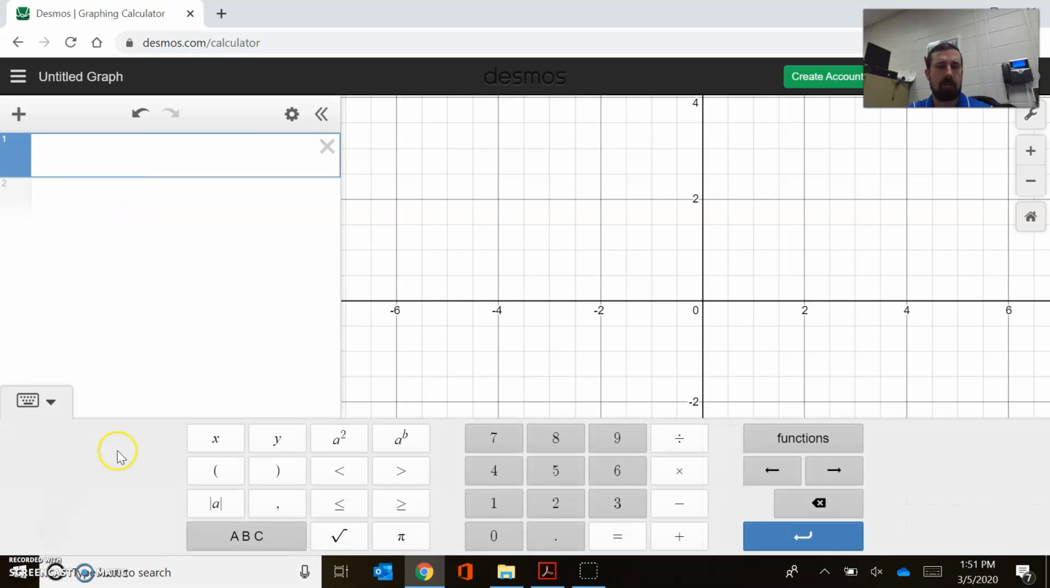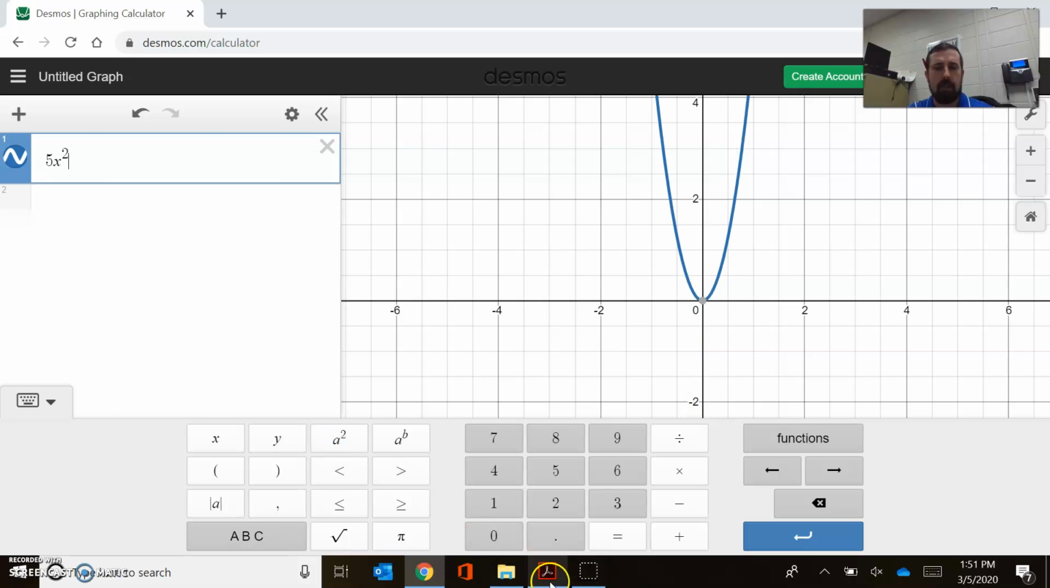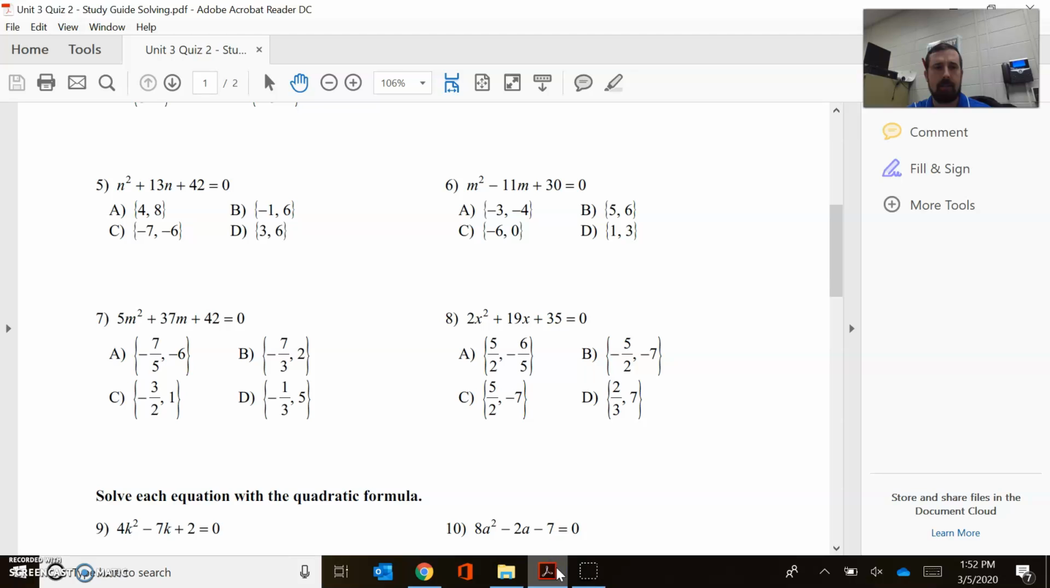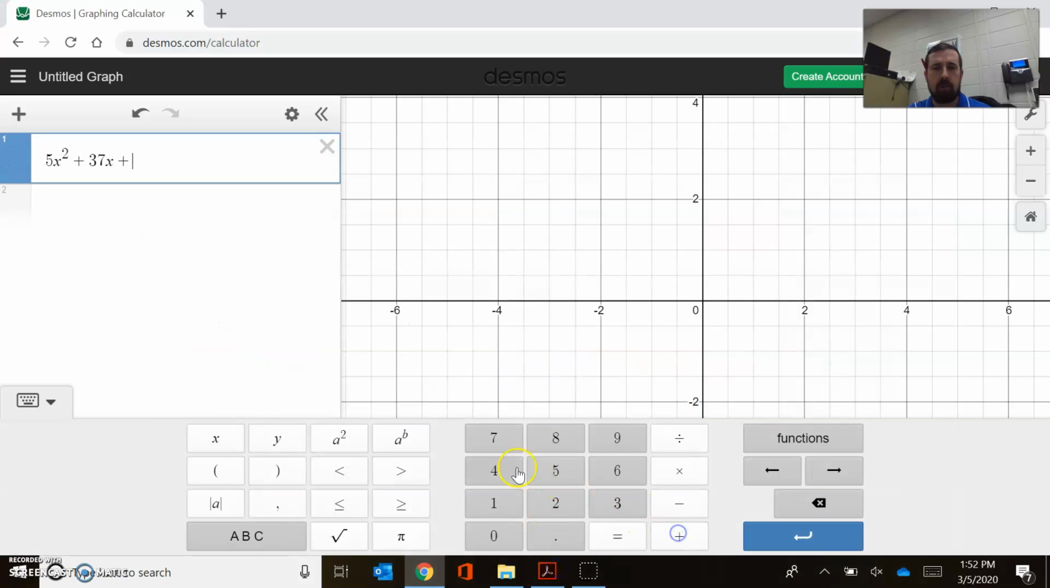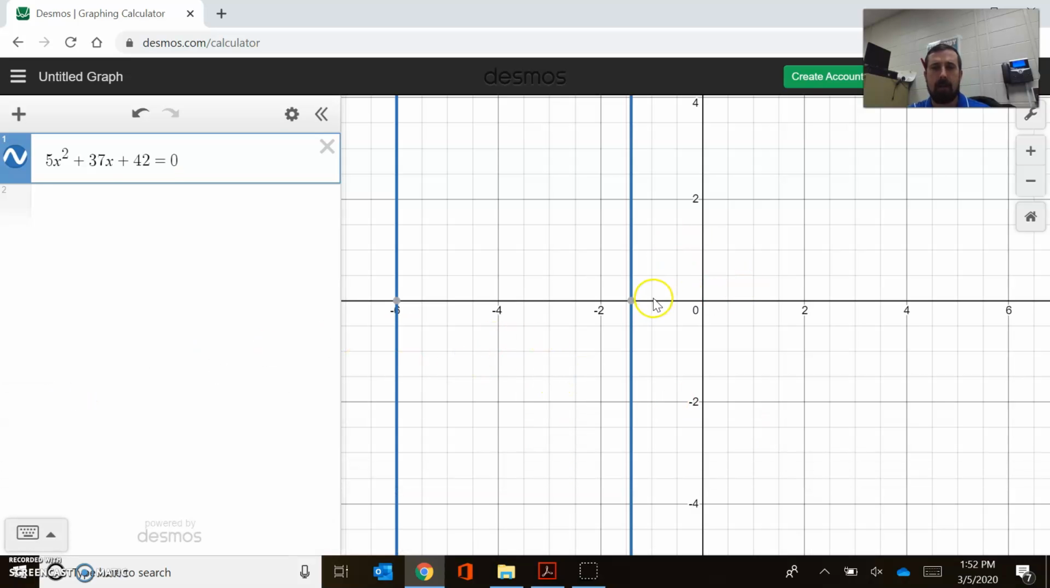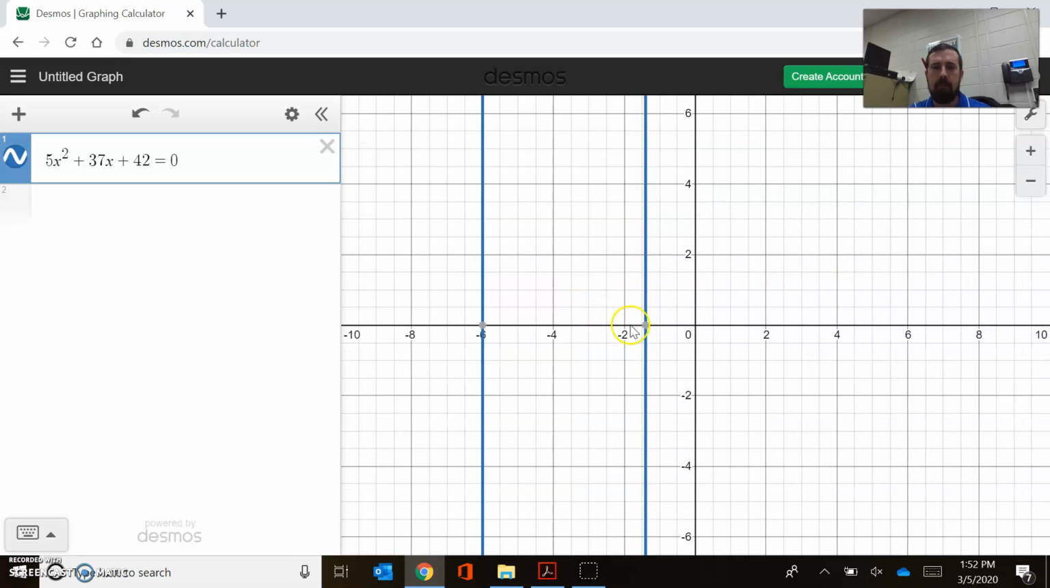I'm going to have to use this. So it's 5x squared, and then it says plus 37x, and last it says plus 42, plus 42 equals 0. So I'm going to minimize this, and look what it says here. My graph just popped up. It's right here at negative 1.4 and negative 6. So both of my answers are negative here.